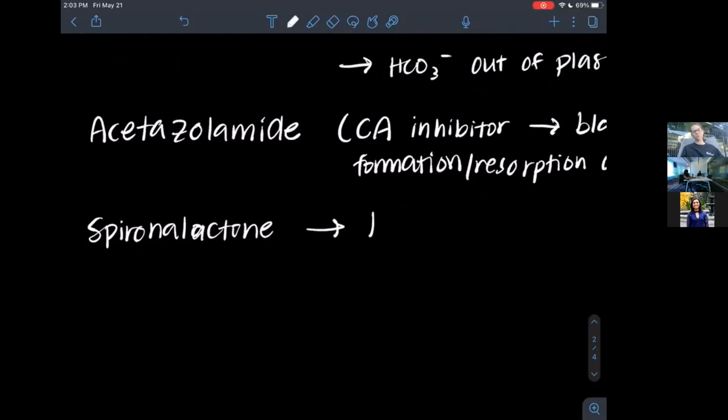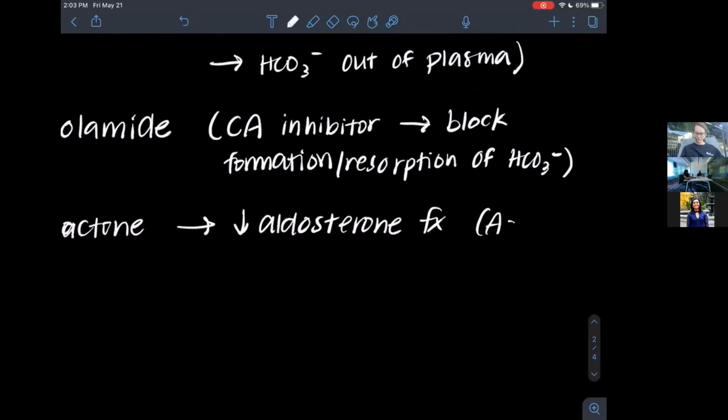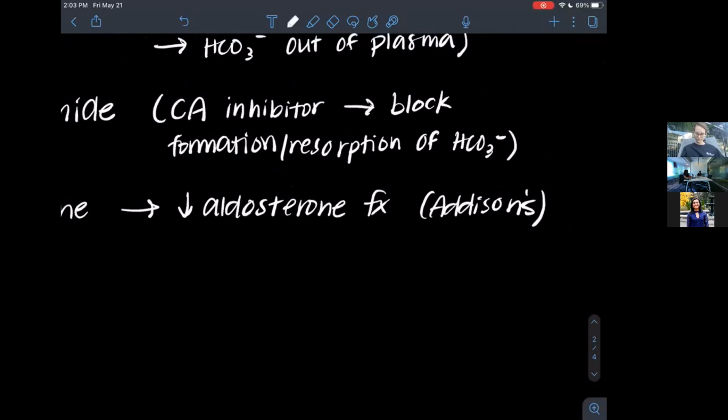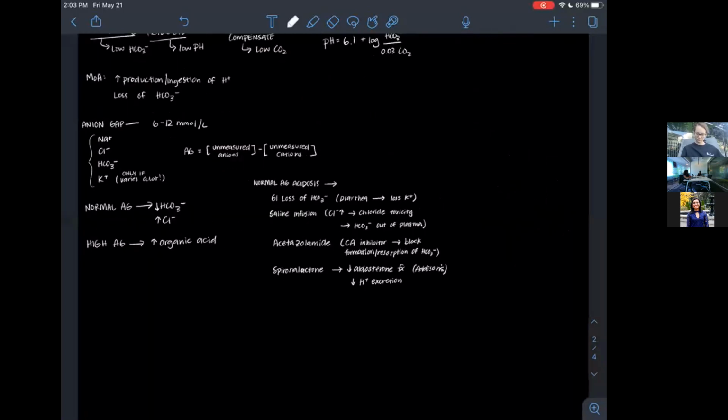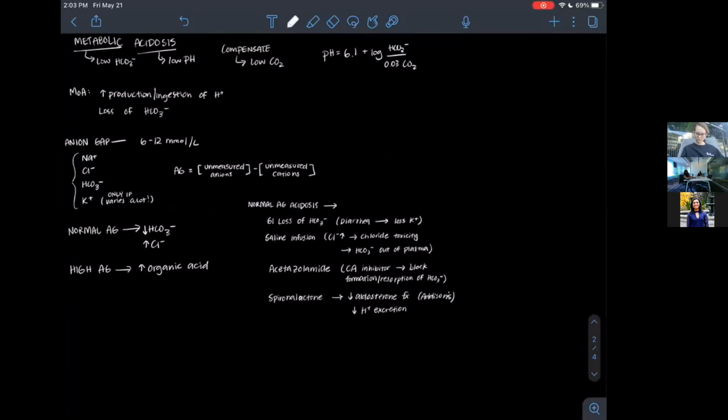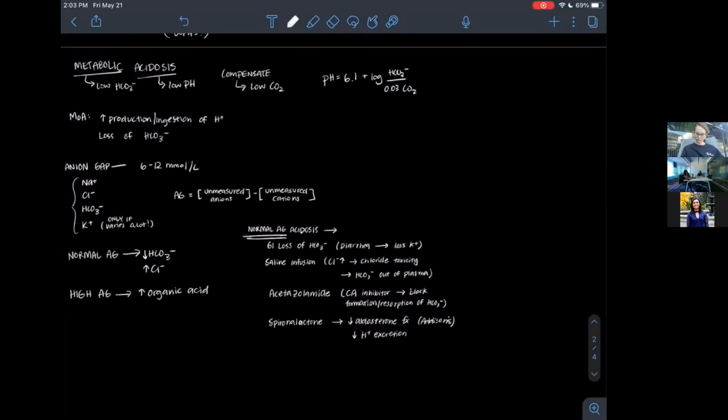This causes a loss of aldosterone effects. Something else that causes that, you'll learn about this later, is Addison's disease, which causes kind of the same thing. And this decreases your ability to excrete hydrogen effectively. Again, I just want to say, anything that has a normal anion gap, the only things you're talking about are anything within these four. If it affects those four, you're going to have a normal anion gap.